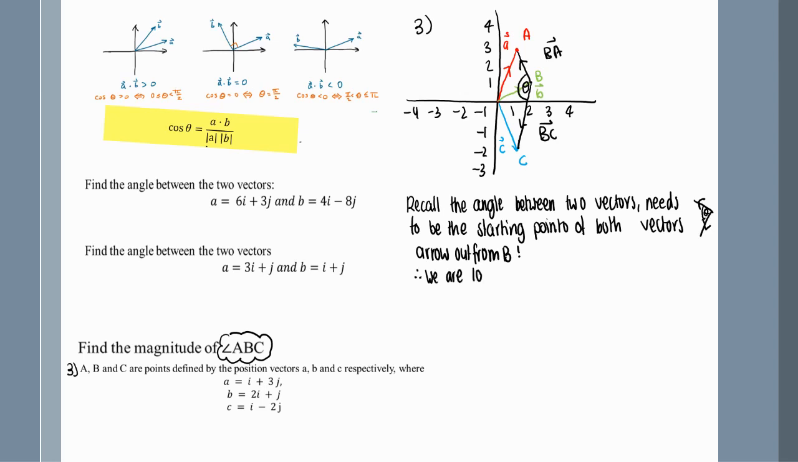If you have, say, an arrow pointing inwards and an arrow pointing outwards, you can't use the dot product on that angle. You have to fix it so both vectors are pointing outwards first.